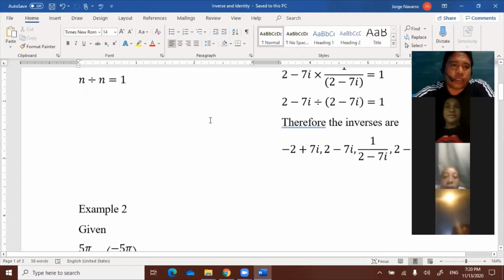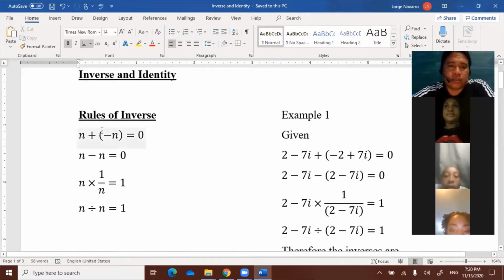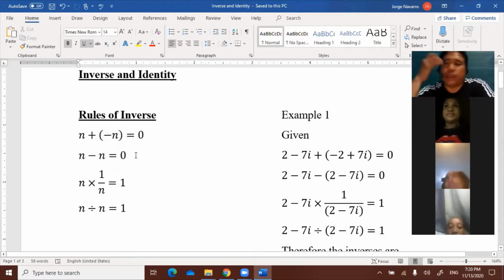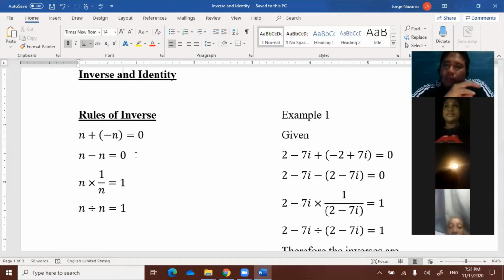So the rule says, if you have a number, we're going to call that number n, and we add it to the negative of itself, we get 0. That's the first rule. The second rule says if I have a number n and I subtract it by itself, then I get 0. And remember, we need 0 because we're looking at the concept of dealing with the inverse to produce the identity. So let's look at the third rule.